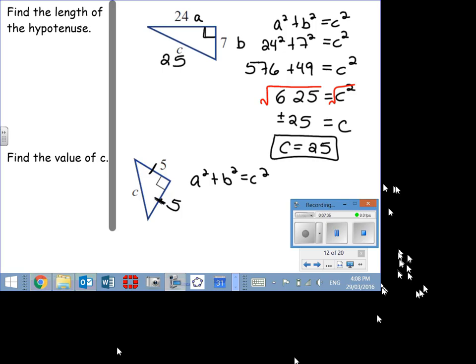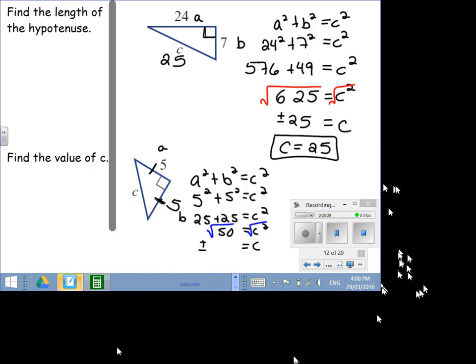I'm going to start with writing down my Pythagoras theorem. I'm going to identify, let's say this one is A and this side is B. Doesn't matter in this one because they're both 5. So 5 squared plus 5 squared equals my hypotenuse squared. That is 25 plus 25 equals C squared. So 50 equals C squared. Now this one is not going to work out to a perfect square. So if I take the square root, I'm going to get plus and minus square root of 50.